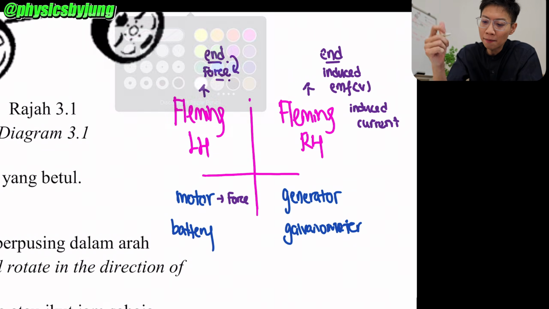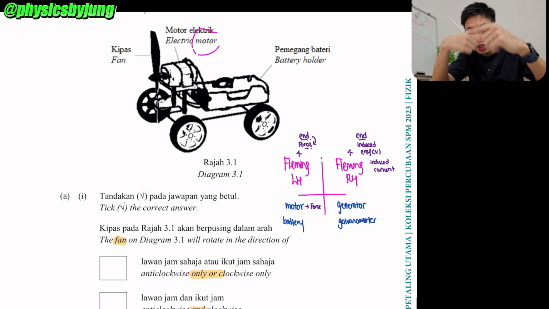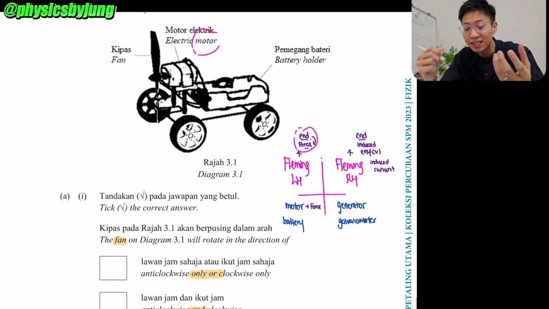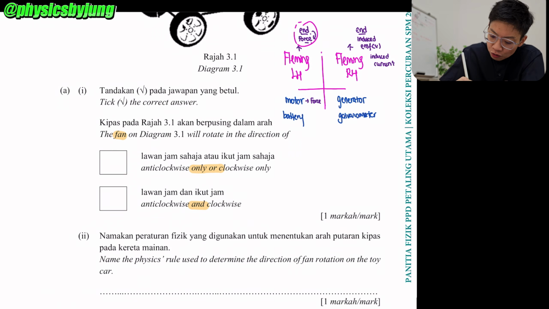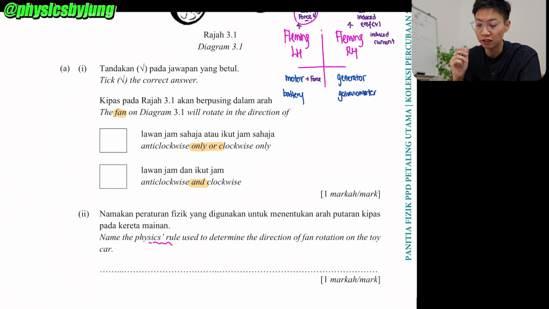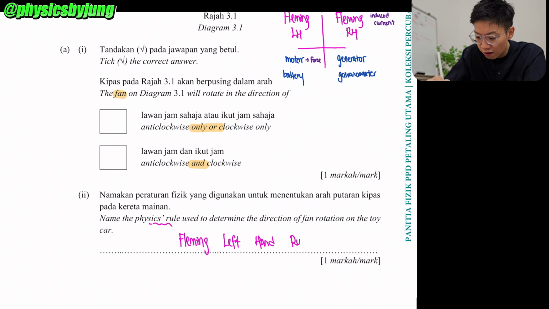Okay, so now we come back to this picture, you will see it says that this is an electric motor. So if it's a motor, this thing will spin. Why will it spin? Because there is a force. So therefore, if they ask you what is the physics rule to determine the direction of the fan, understood, guys, this is going to be Fleming's left-hand rule.